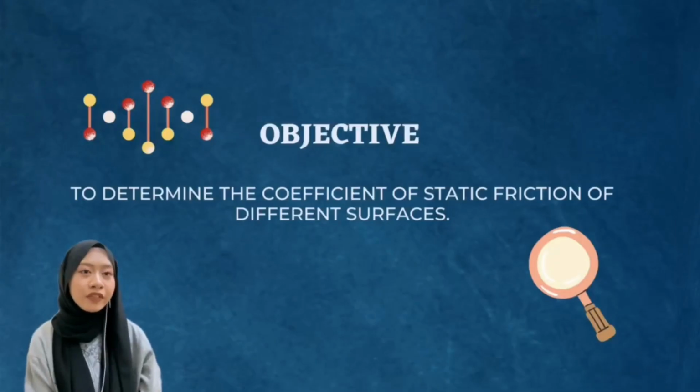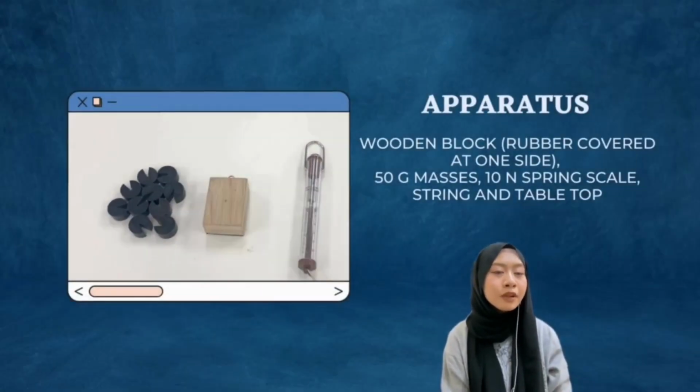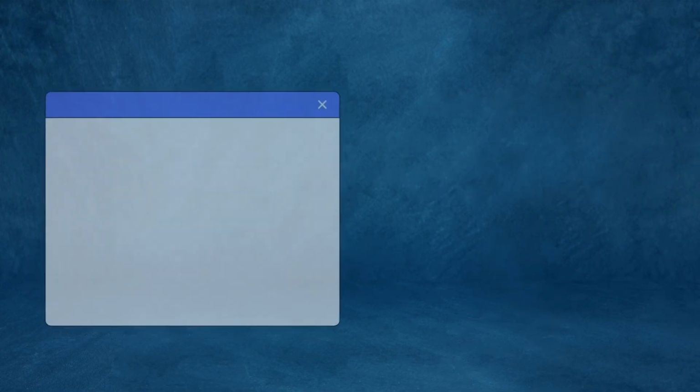The objective of this experiment is to determine the coefficient of static friction of different surfaces. The apparatus used in this experiment is a wooden block with rubber covered on one side, 50 gram masses, a 10 newton spring scale, string, and a tabletop.